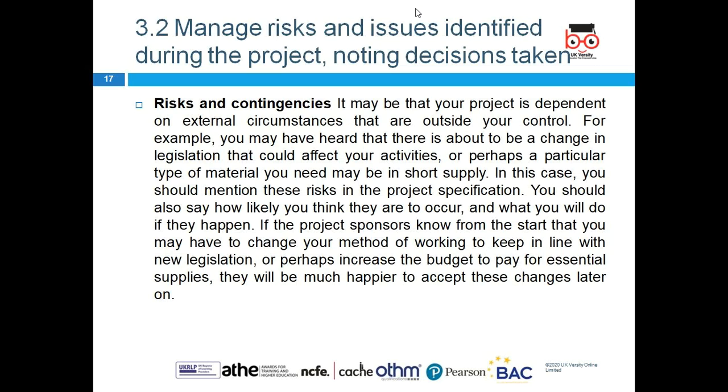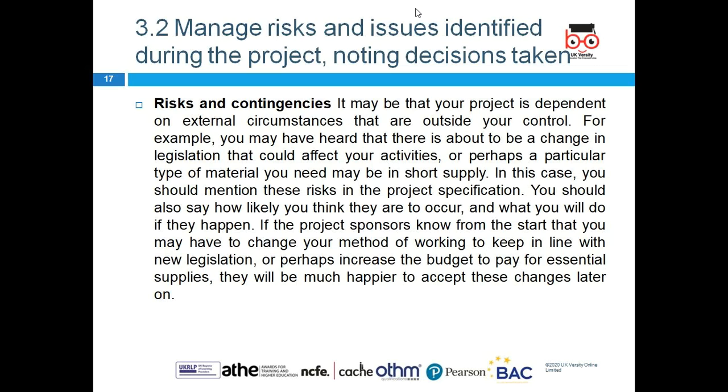We're looking now at 3.2, managing risk and issues identified during the project, and the decisions taken. So risk and contingency. What is meant by risk? Risk is the probability of something happening. It may be that your project will depend on external circumstances, which are political, economic, social, and technological environment. We call it PEST control.